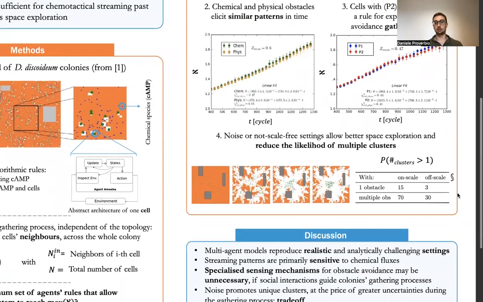Finally, we checked for the role of noise, so setting the colonies in such a way that individual fluctuations were very important and relevant in the context of the whole colony. And here we observed that the noise allows for a better space exploration and reduces the likelihood of getting multiple clusters, therefore eliciting the formation of single clusters.